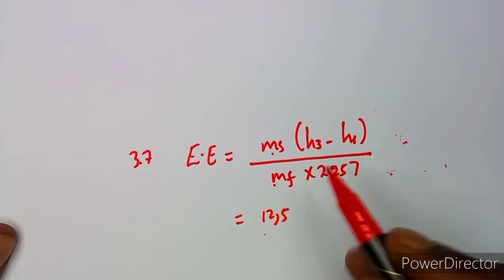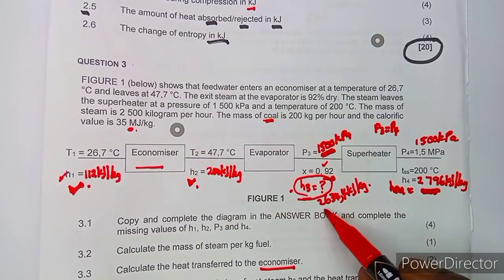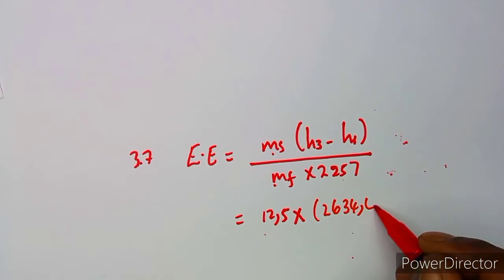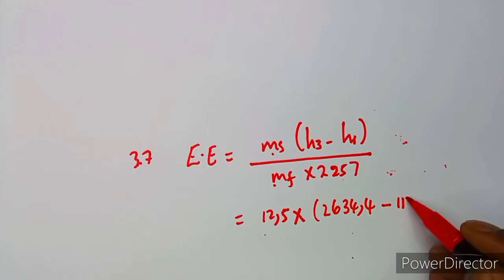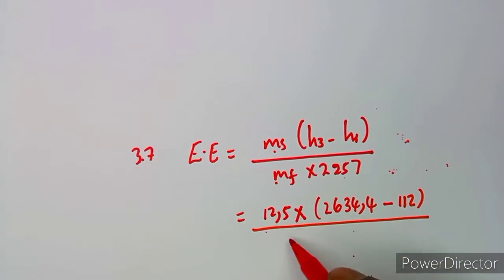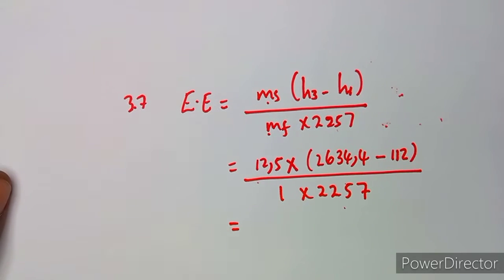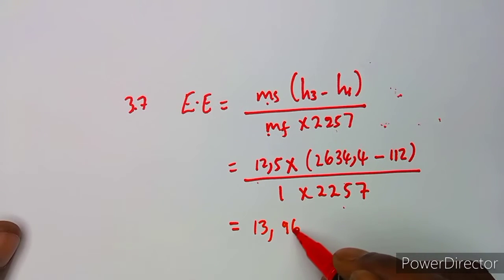Remember, mass of steam over mass of fuel times H3. What was our H3? Our H3, guys, from our diagram, is 2634,4 minus H1. Our H1 is 112. So that's 112, everything over 1 times 2257. So guys, power machines is all about formulas. That's power machines, guys. Never worry about this subject. All you need is to revise your formulas as much as you can, and to revise as many question papers as you can also.